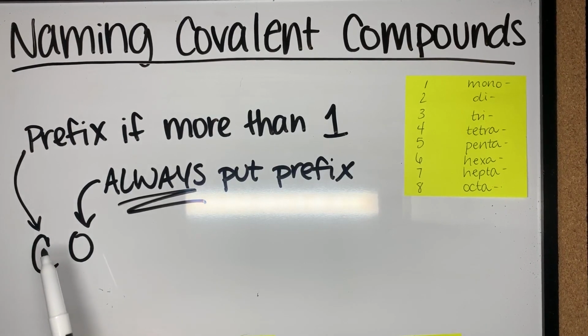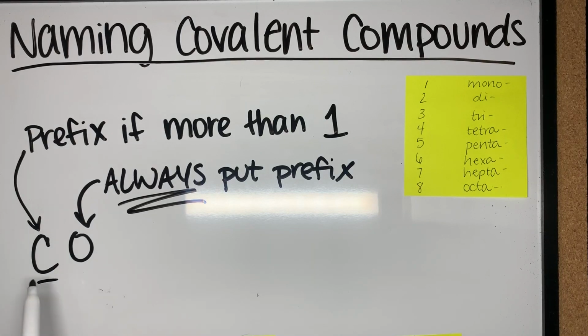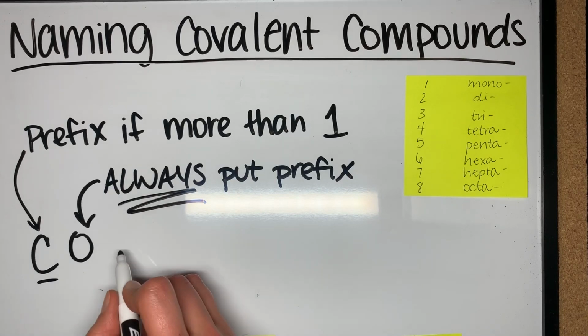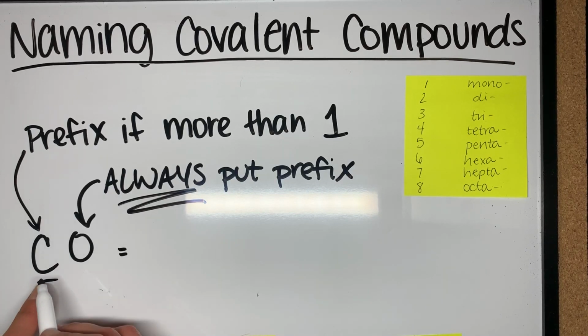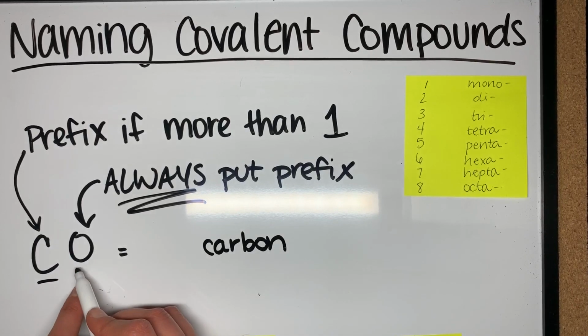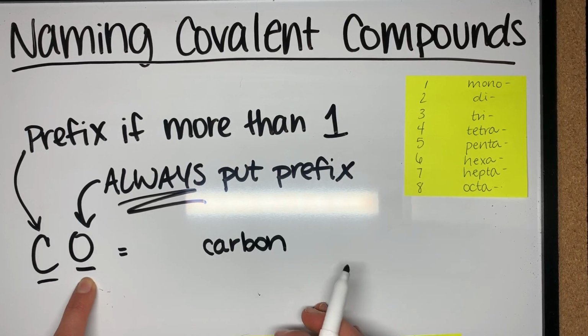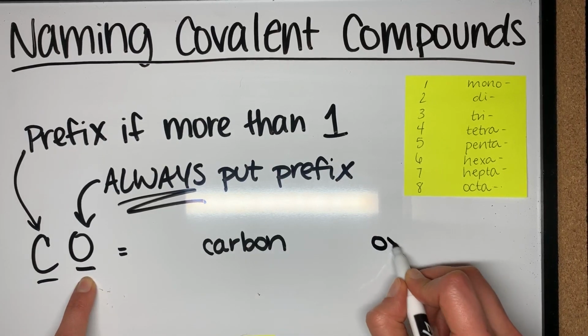Let's say that we have this compound, carbon and oxygen. We know this is covalent because carbon is a nonmetal. Whenever you have a nonmetal in the first position, you know it's covalent. Remember, nonmetals are to the right of the staircase on the periodic table. So to name this, we are going to write the element name of the first nonmetal, which in this case is carbon. And then we are going to write the name of the second nonmetal with the IDE ending. So this would become oxide.